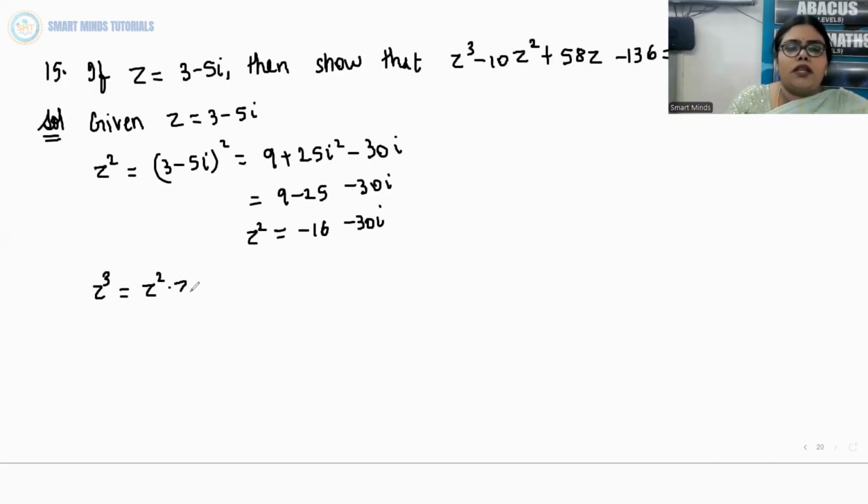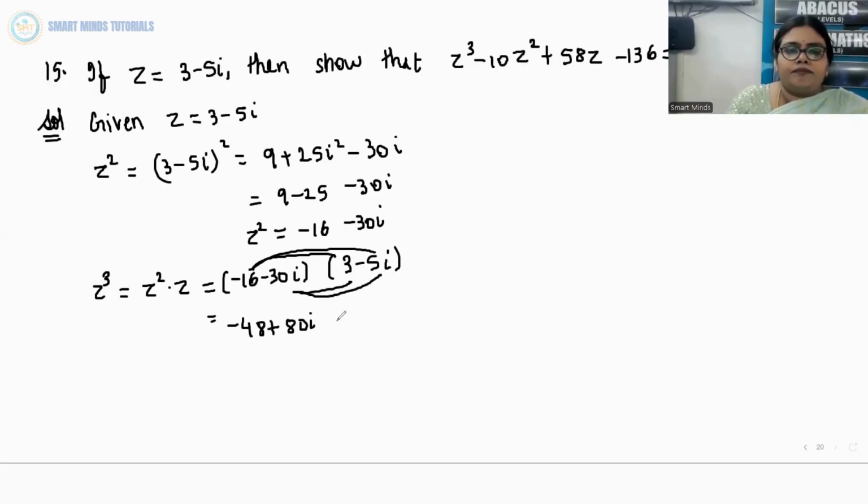z³ is z² into z. So that is z² is (−16 − 30i) times z, which is (3 − 5i). Now multiply. So −48 + 80i − 90i + 150i². So that is −48 − 10i − 150. So that is −198 − 10i. This is the value of z³.